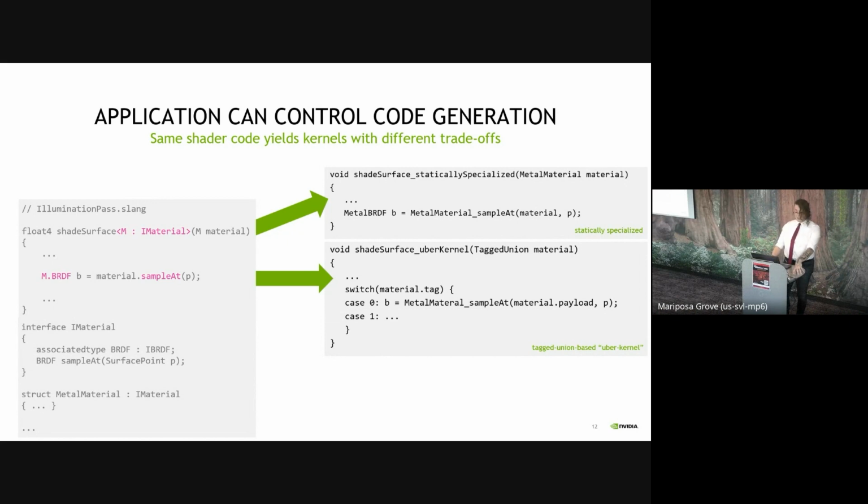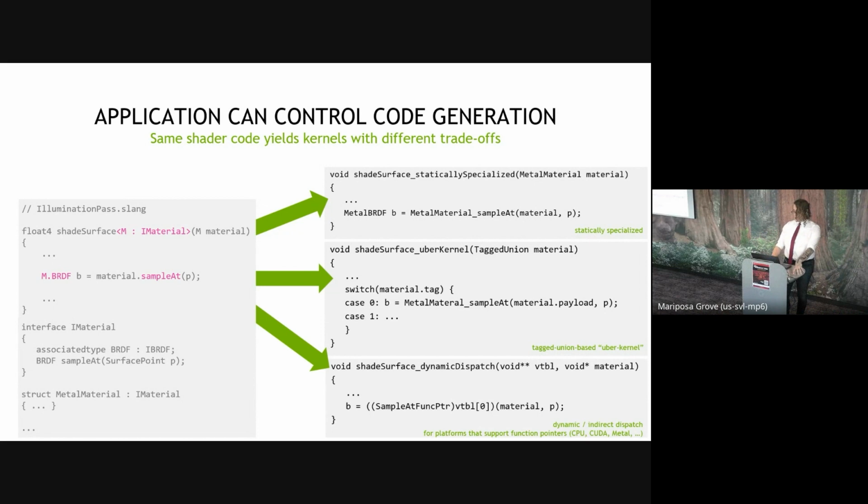And then finally, Slang already has support today for generating true dynamic dispatch code from this same input on the left. So on platforms that support function pointers, things like CPU, CUDA, and eventually we'd like to support this for Metal, where there are native function pointers supported in the GPU code, we can generate dynamic dispatch logic, and then a single version of this code can work across all material types, right? And again, there's going to be performance consequences to doing something like this, but it is a trade-off that we want developers to be able to make.